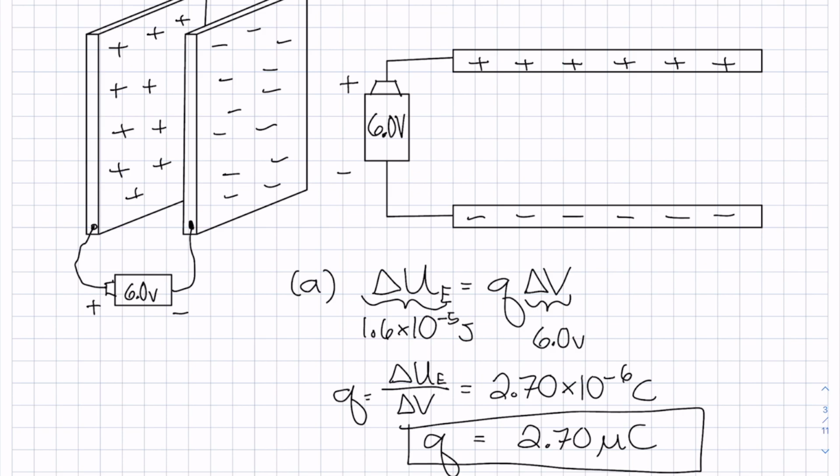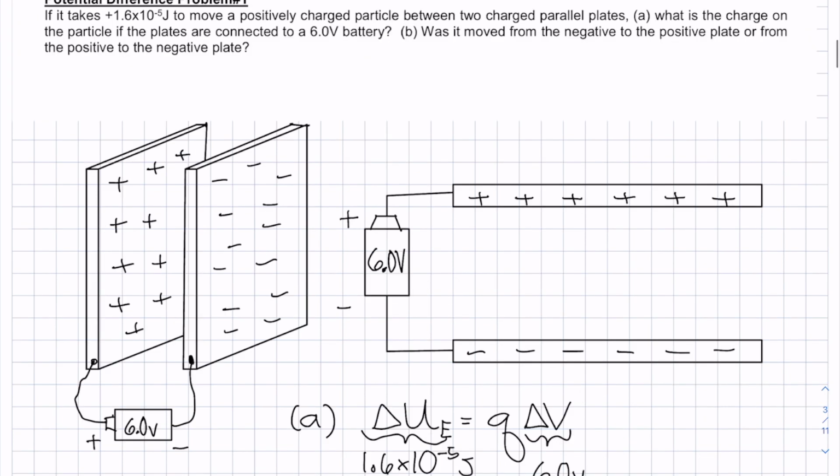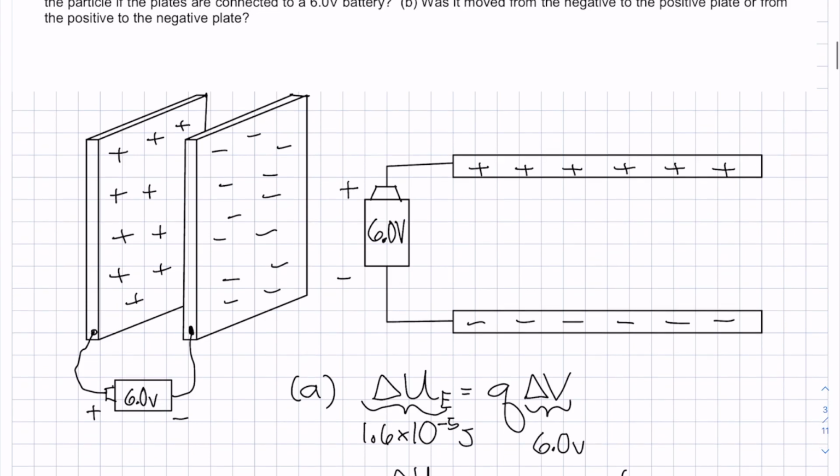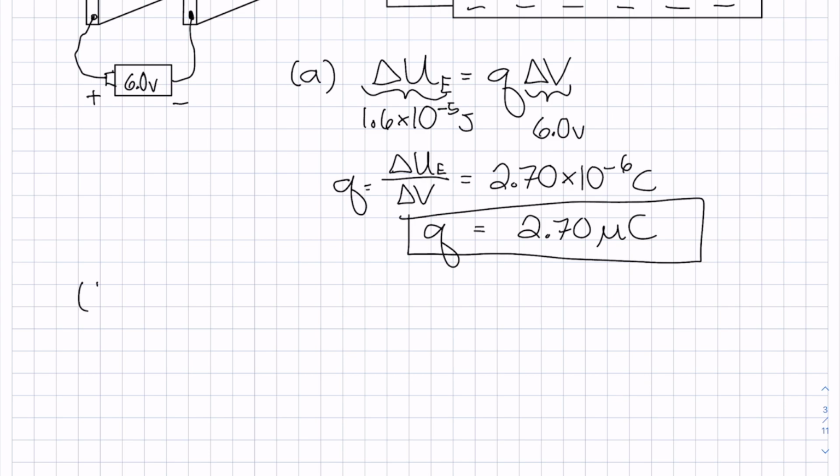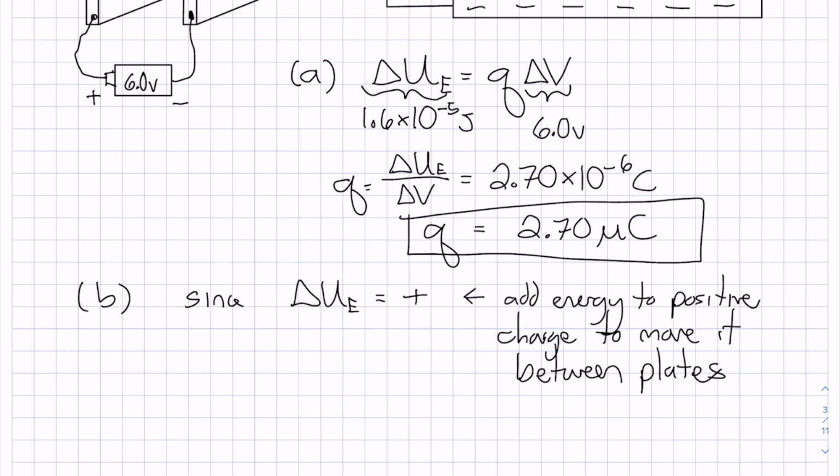Let's look at part B. Part B asks, was it moved from the negative to the positive plate or from the positive to the negative plate? Okay, this one's a little more conceptual. We don't have to do any math. The idea is that it's a positively charged particle that's going to be moved between the plates, and the fact that we have to put energy in. So just to give you a little background here, since delta UE is positive, we would have to add energy to the positive charge to move it between the plates.